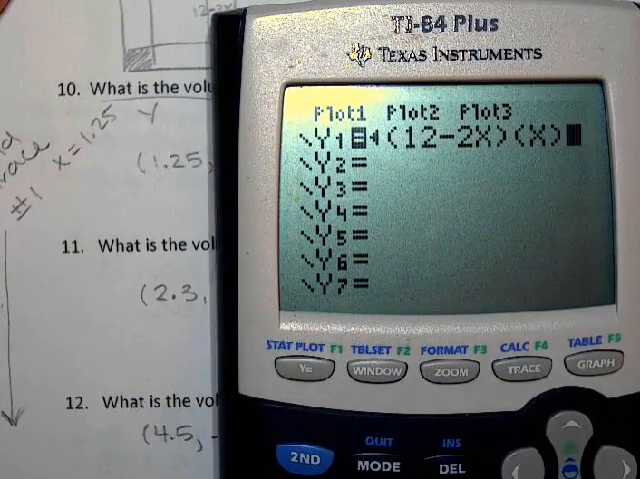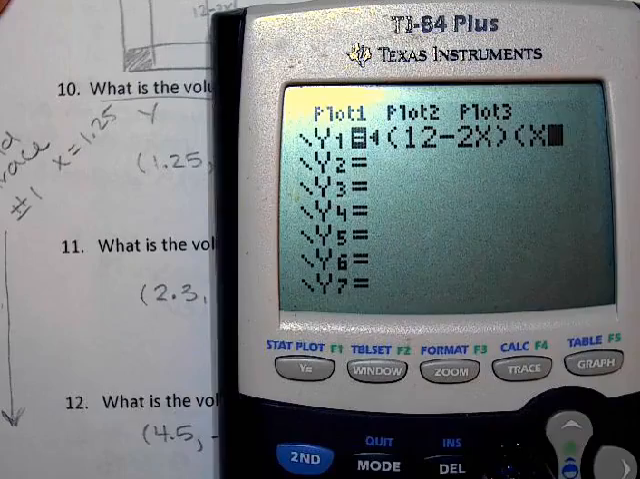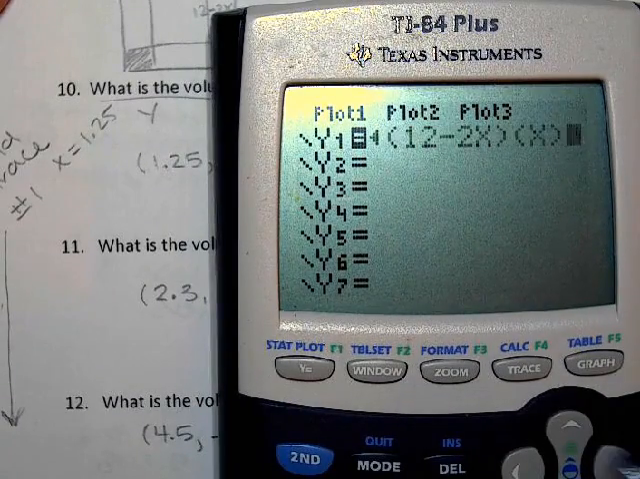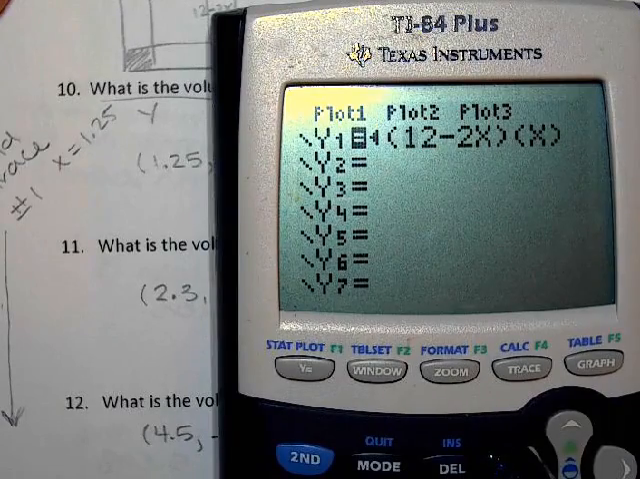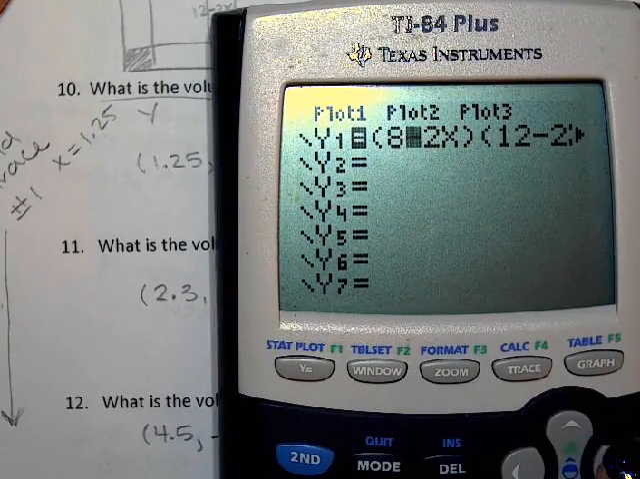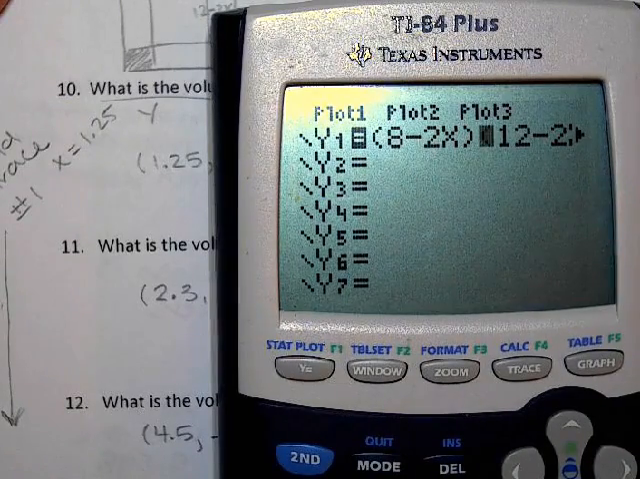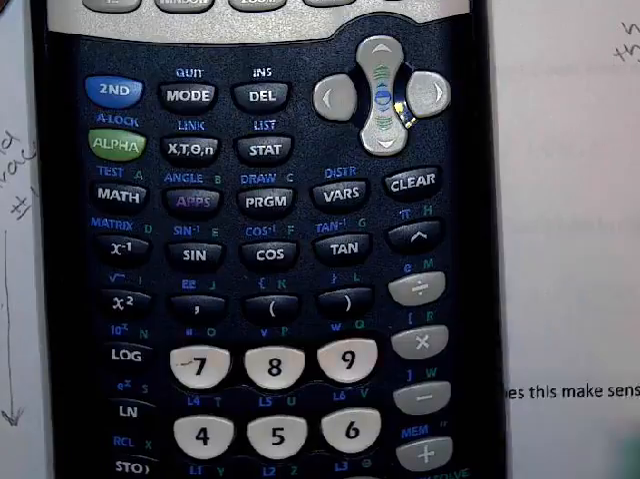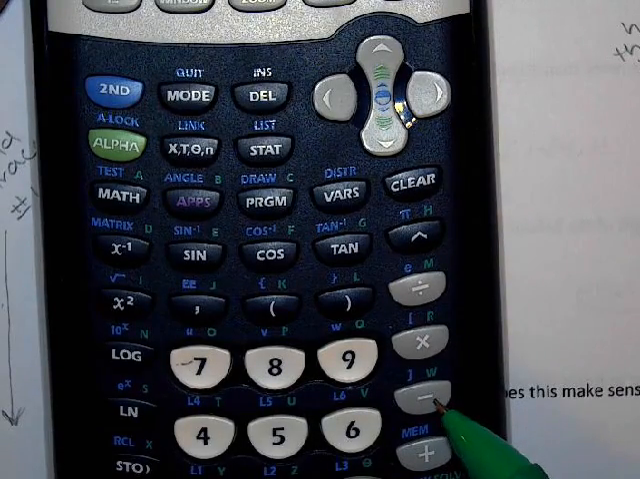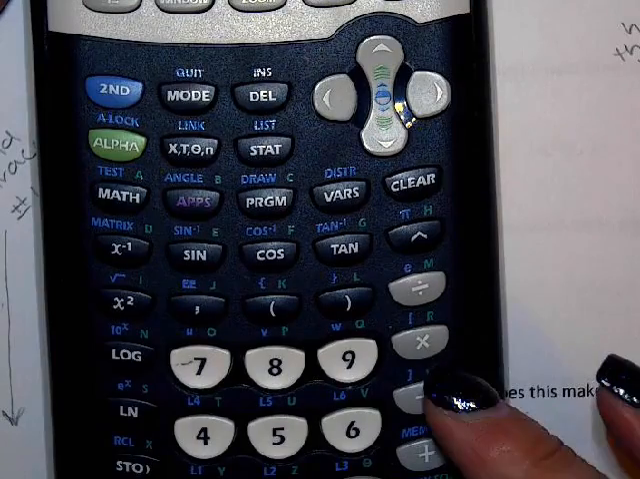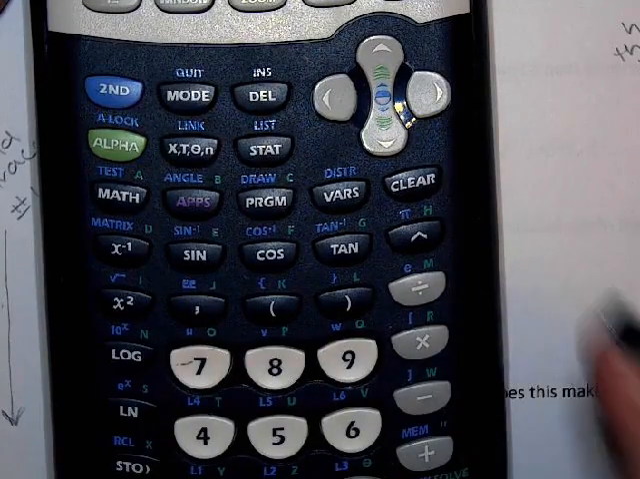8 minus 2x. Are you using this minus right here? Not the negative button? This negative? If you use the other negative, it multiplies instead of subtracts. I don't know why. It's annoying that it has two different ones. I'm like, if I wanted you to multiply, I would have said multiply. Please don't do that. Yeah, I don't know.